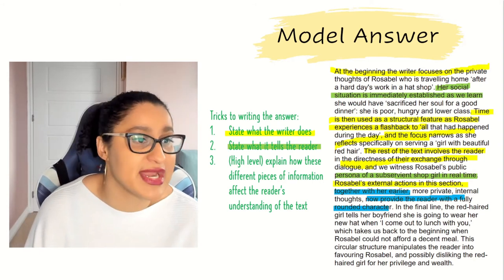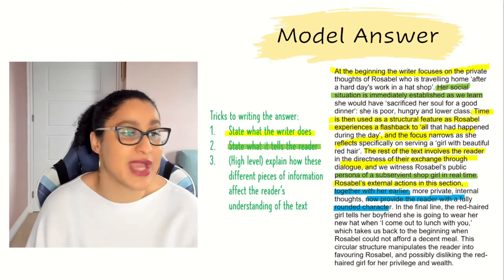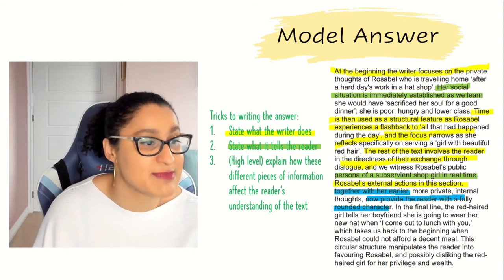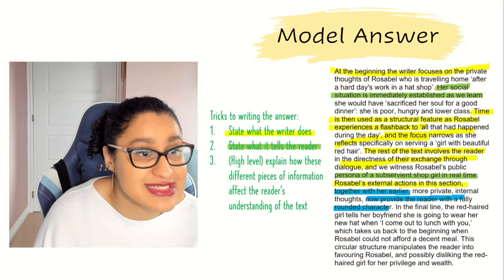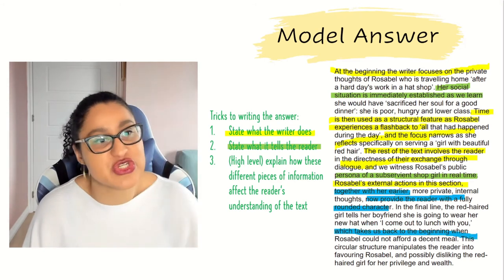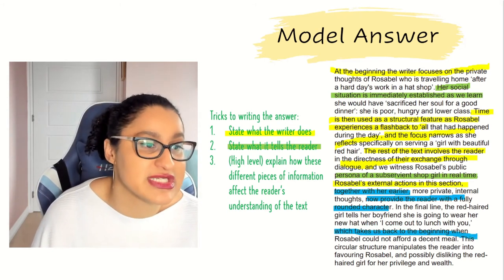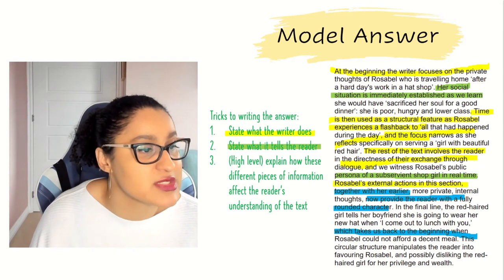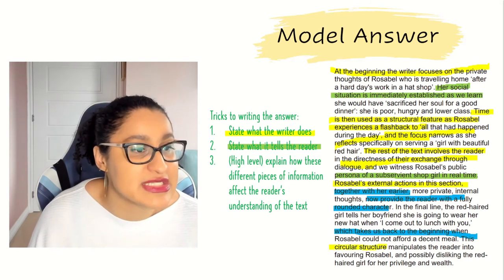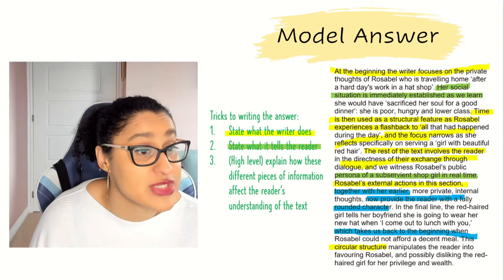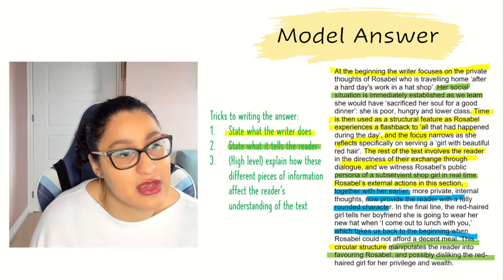In the final line, the red-haired girl tells her boyfriend she's going to wear her new hat when I come out to lunch with you, which takes us back to the beginning. That's that different understanding, how the different pieces of information build our understanding, that Rosabelle could not afford a decent meal. This circular structure, that's what the writer does, manipulates the reader into favouring Rosabelle and possibly disliking the red-haired girl for her privilege and wealth.